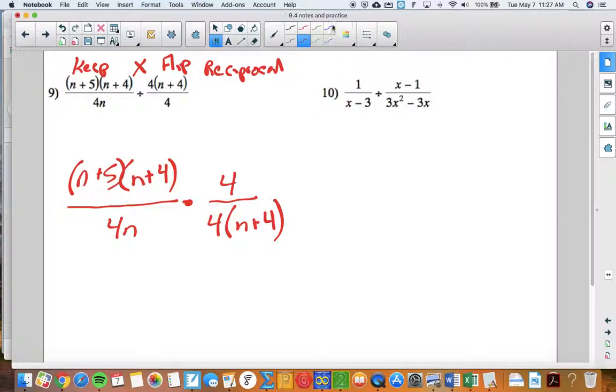And now because we're multiplying this together, folks, we make this into one fraction. That 4 is getting multiplied with everything over here, and this 4n is getting multiplied with everything over there. So now that everything's completely factored, I can start cross-reducing. So it looks like I'm left with n plus 5 over 4n.